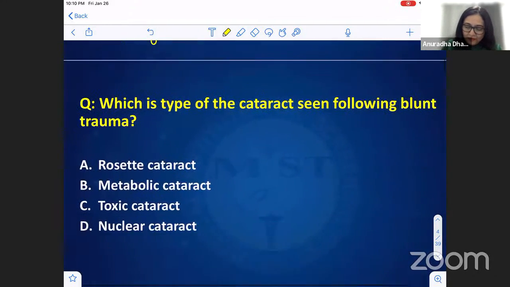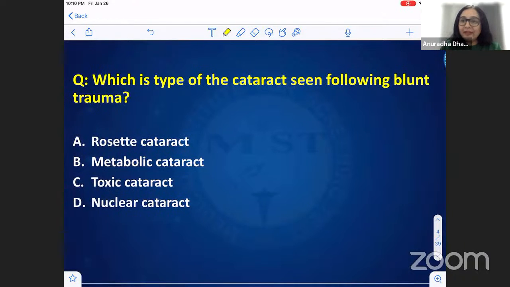Moving on to the second question, again, in my opinion, this was a very straightforward question and an often repeated, often revised topic. The question was, which is the type of cataract seen following blunt trauma? Again, a very important and high-yield topic as far as your exams are concerned. What kind of changes you see, or what kind of complications can occur in the eye related to blunt trauma. One of those is the cataract developing as a response to the blunt trauma.